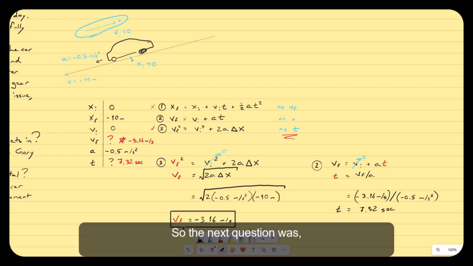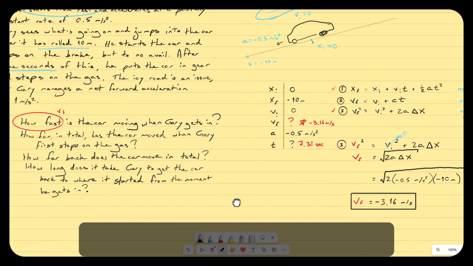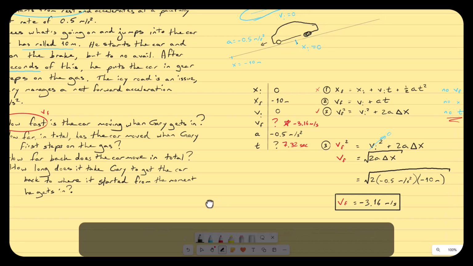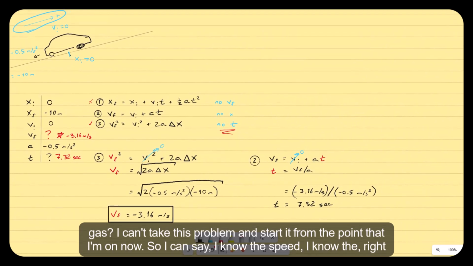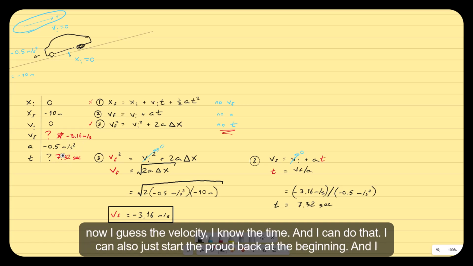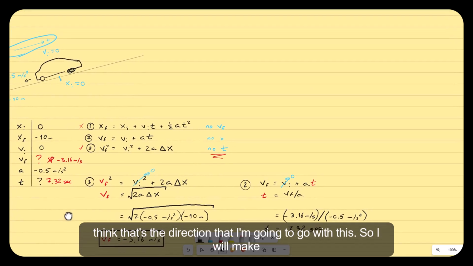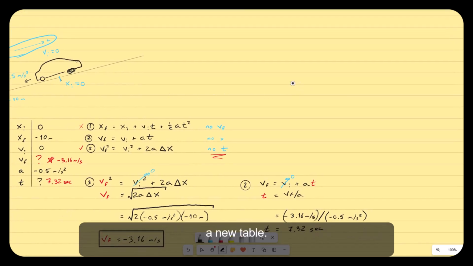So the next question was, how far in total has the car moved when Gary first steps on the gas? I can take this problem and start it from the point that I'm on now. So I can say, I know the speed, I know the velocity, I know the time, and I can do that. I can also just start the problem back at the beginning, and I think that's the direction I'm going to go with this. So I will make a new table.